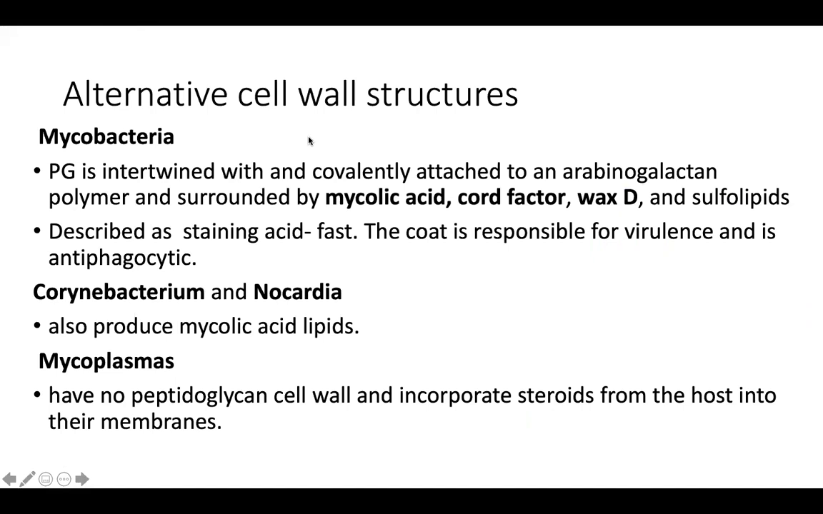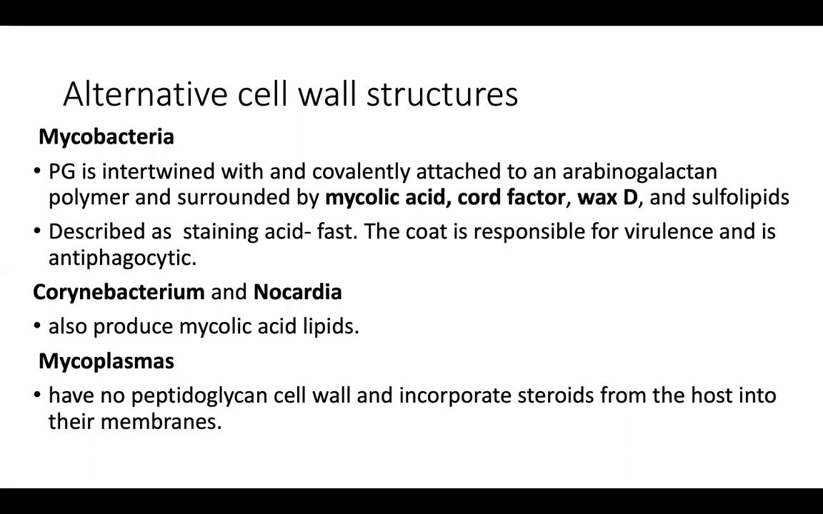We have talked about the general cell wall structures, but we have some bacteria that have alternative cell wall structures. We've talked about mycobacteria, very important medically, a causative agent of TB. One of the species is a causative agent of what you know as pulmonary TB. In mycobacteria, the peptidoglycan is intertwined with and covalently attached to what we refer to as the arabinogalactan polymer, surrounded by mycolic acid and a cord factor.